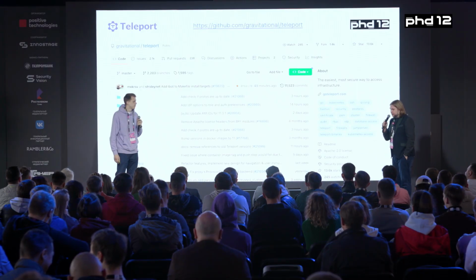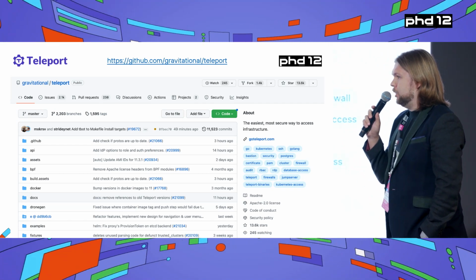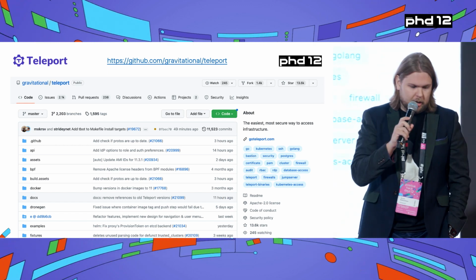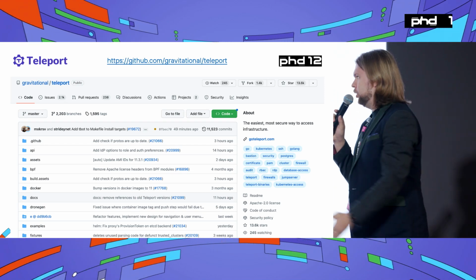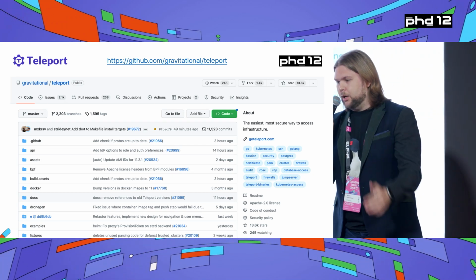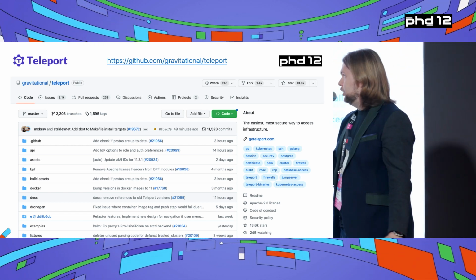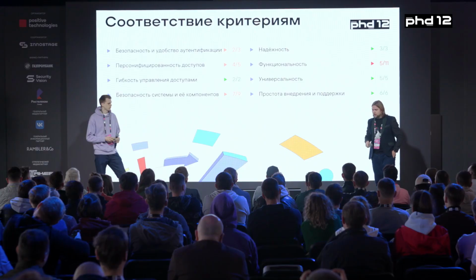Tell us what you took as the basis. That's Teleport, an open source solution which is being developed by Gravitational Company, which exists in two versions: an open source solution, which you may get from GitHub, and second, an enterprise version with extended functionality that you can buy. We took the Teleport open source version.